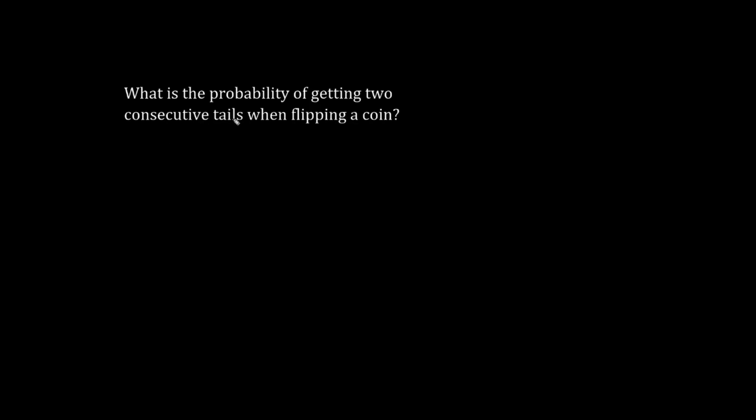What is the probability of getting 2 consecutive tails when flipping a coin? To get 1 tail, there's a 1 out of 2 chance of this happening. And the key word is and. We multiply when we have the word and, because we're going to flip another coin. We're going to get another tail as well, which is also 1/2. Multiplying across, 1 times 1 is 1, and 2 times 2 is 4. There's a 1 in 4 chance of getting 2 consecutive tails.